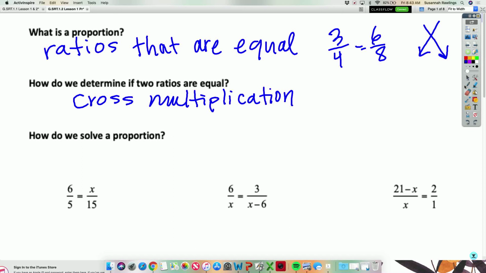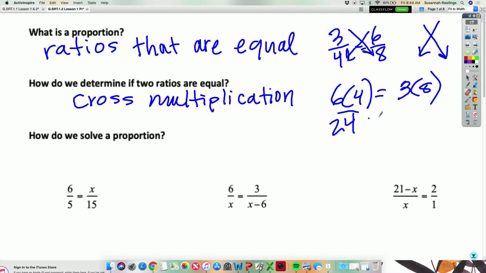Okay, so however you want to cross multiply here. Again, I usually draw an X. So 6 times 4, and then 3 times 8. When I multiply each side, what's 6 times 4? 24. What's 3 times 8? 24. So if those are equal, then I know I have a proportion and equal ratio. So we can use cross multiplication just to double check that those are equal. Are we writing down notes? Okay. You just need to be writing down what I'm writing down.